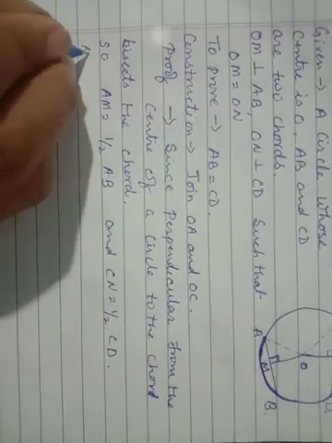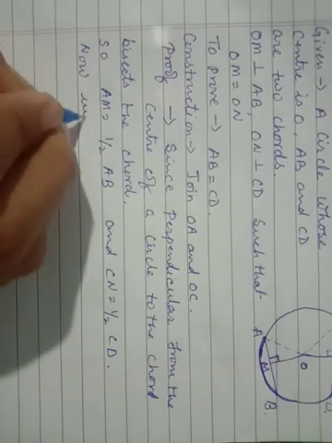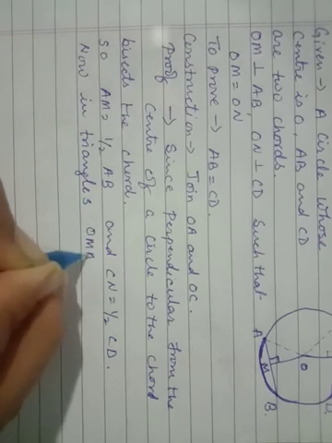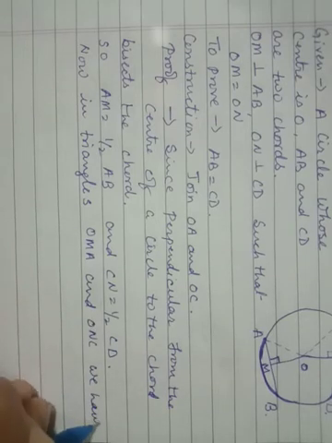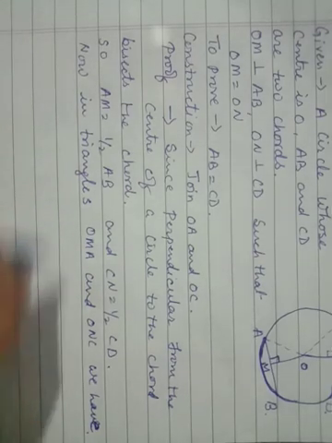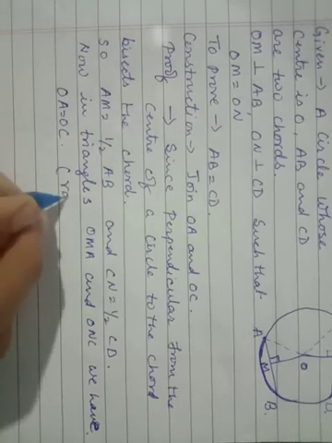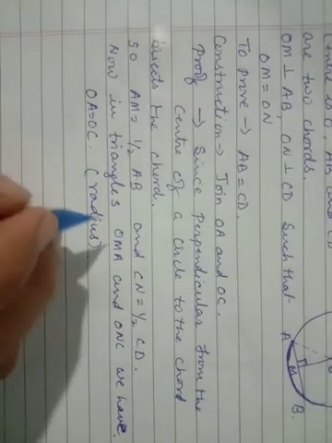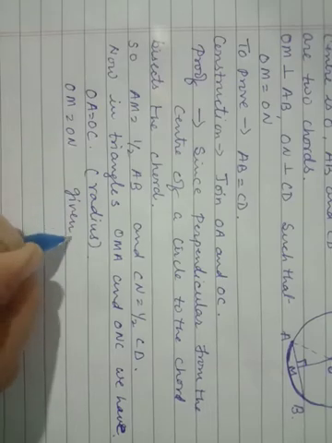Now in triangles, same as we did before. Now in triangles OMA and ONC, we have OA is equal to OC, radius of the circle. OM is equal to ON. This is given to us.